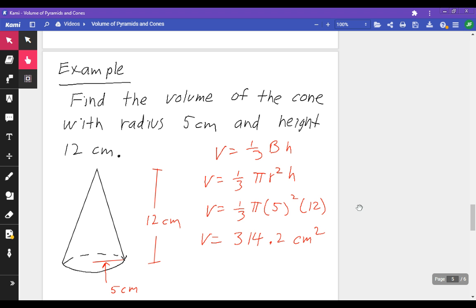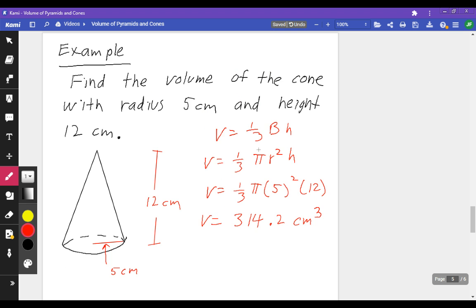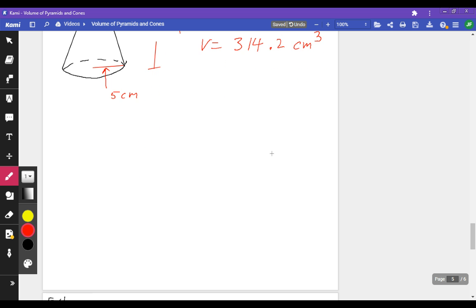Put them in the calculator correctly, and you should get the volume of that cone is 314.2 square centimeters. Sorry, that should be cubic centimeters. Let me change that. Cubic centimeters. Okay, let's go ahead and look at our last example.